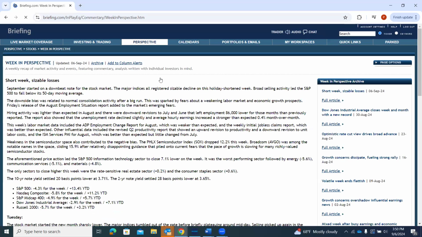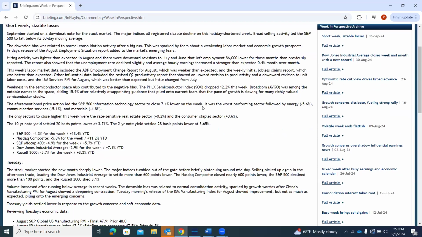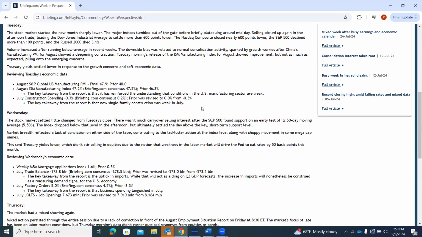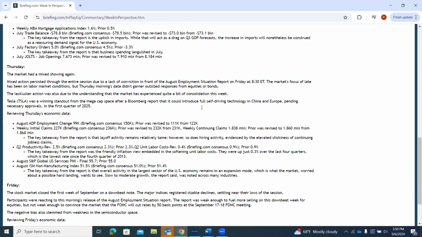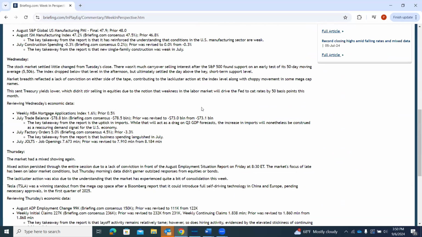The Week in Perspective column gets published every Friday after the close. It is an insightful look at the key happenings that shape the market's performance during the week and features snapshots of the closing summaries written for our stock market update page during the week.